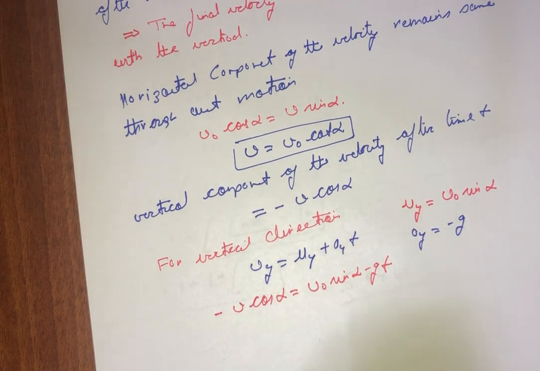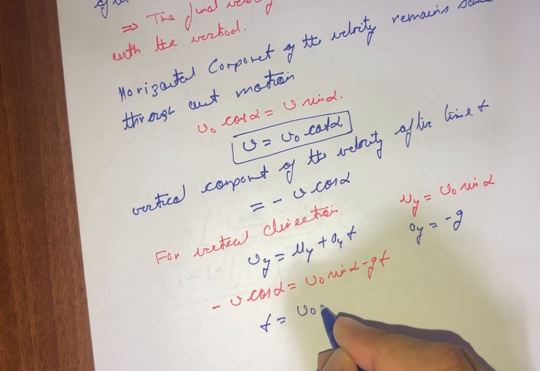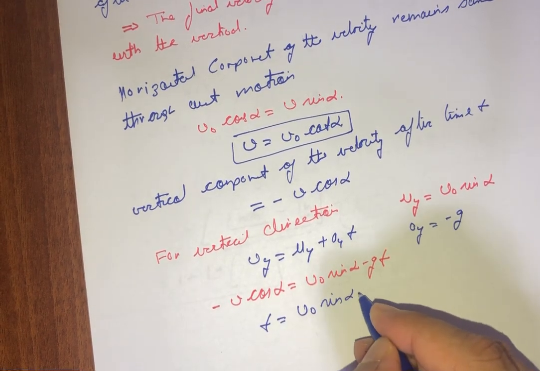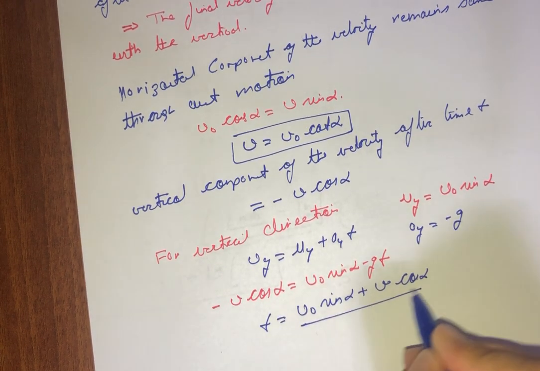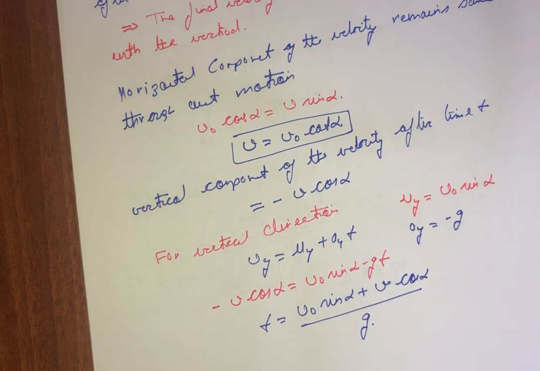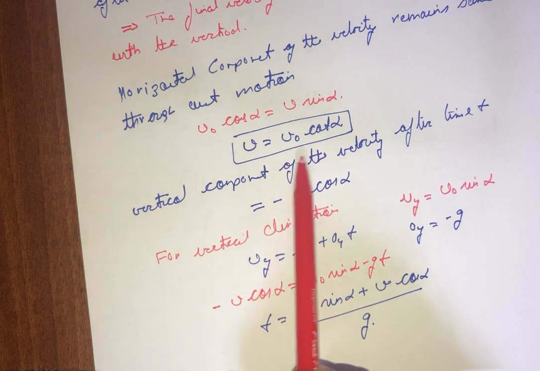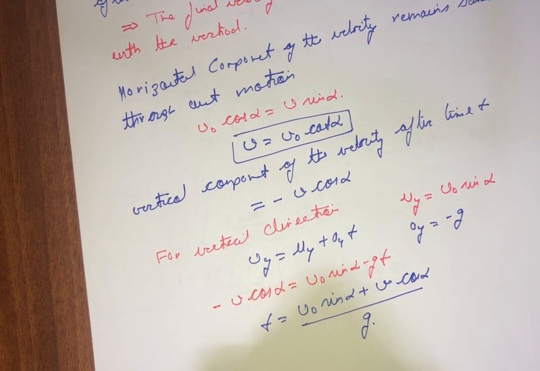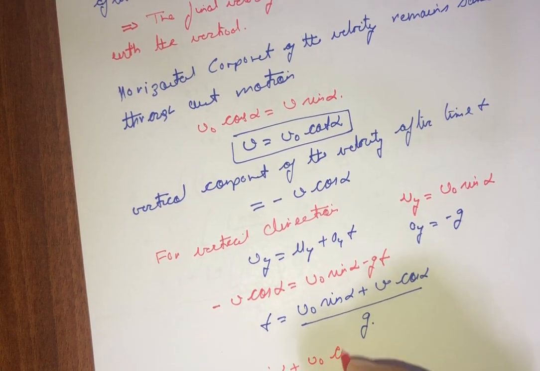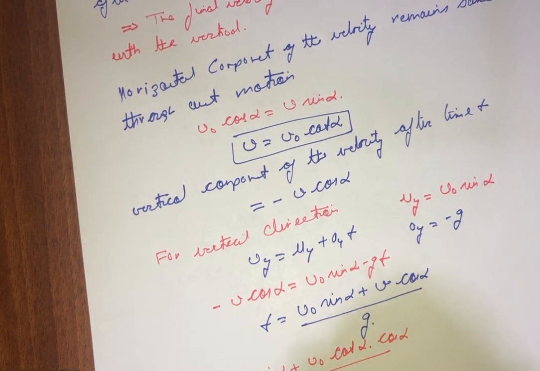So now here we can find out value of t. So t will be equal to v naught sin alpha plus v cos alpha divided by g. And we already know the value of v. V is v naught cot of alpha. So we put it here. So this will be equal to v naught sin alpha plus v naught cot alpha into cos alpha divided by g.